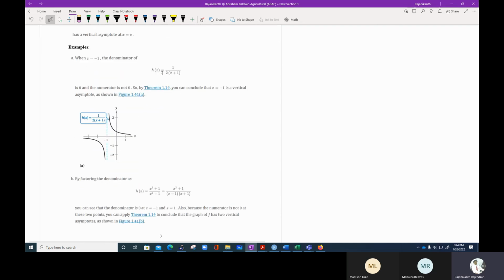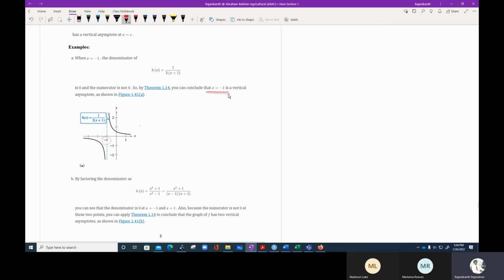Look at this example. You are given the simple function 1 over 2 times x plus 1. If you graph this function, you will get exactly this. Remember, at x equals -1, the function is approaching positive infinity from the right side and negative infinity from the left side. So the function has an infinite value at that point. Therefore, the function has a vertical asymptote at x equals -1.